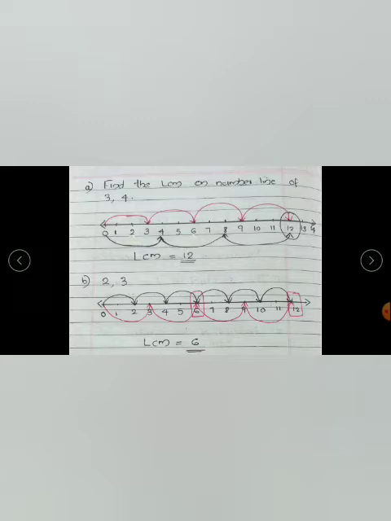But we need LCM. LCM is what? Least common multiple. That means the smallest. So what do we have to take? 6. 6 is the smallest. So 6 is the LCM. See, the number line method can be applied for small numbers only. For large numbers, we usually don't use the number line method.